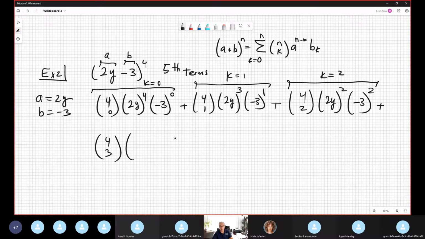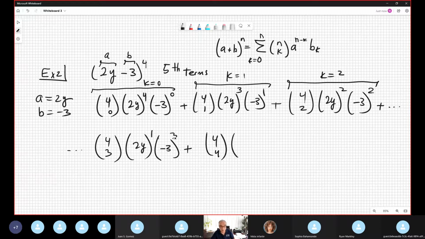This continues, no? Plus 3, 2y raised to the 1 power, because decreasing, and 1 is invisible, no? And negative 3 raised to the cubic power. Plus the last one. Okay, the last one is 4. Okay, 2y raised to the 0 power, and negative 3 to the 4 power.